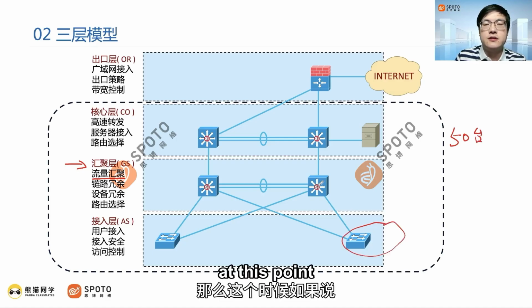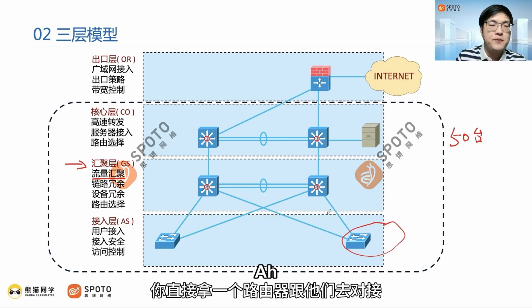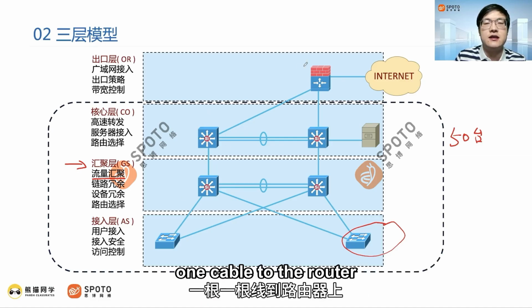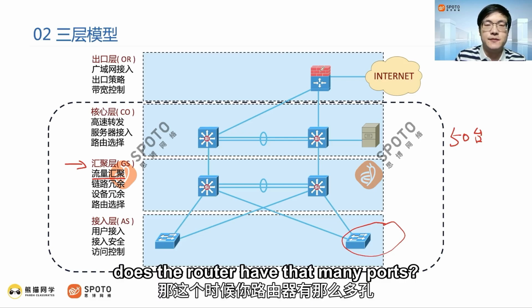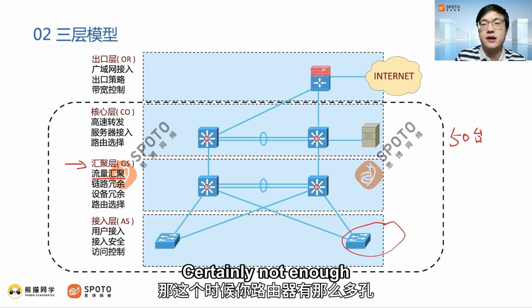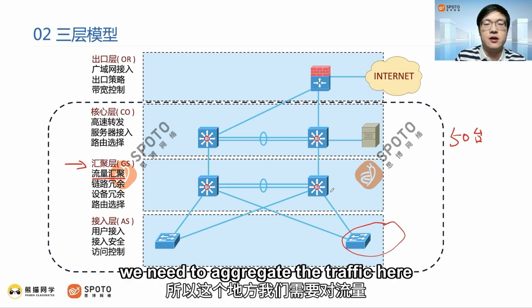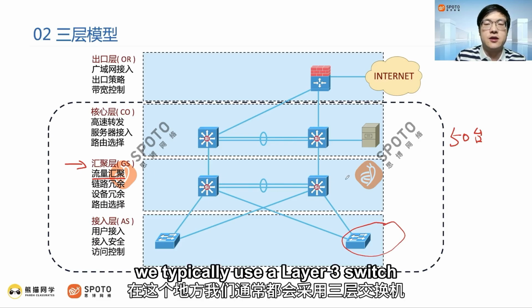So, at this point, if you directly take a router and connect one cable from each switch to the router, right? Does the router have that many ports? Certainly not. So we need to aggregate the traffic here, perform an aggregation. Right here, we typically use a layer 3 switch.